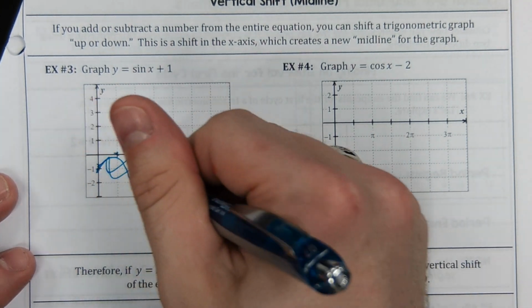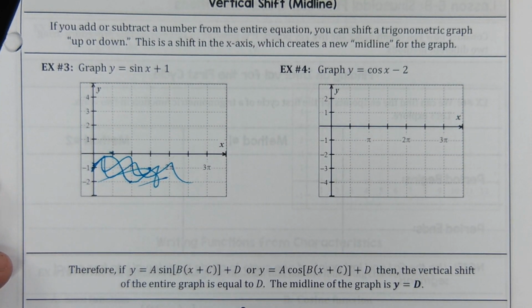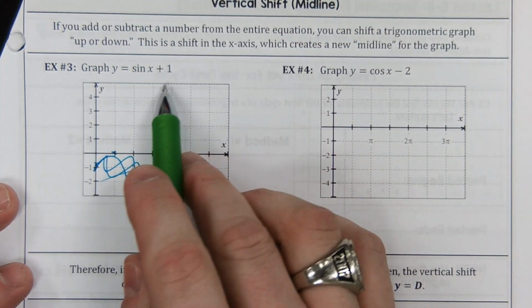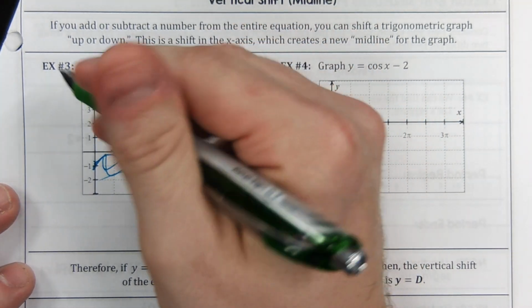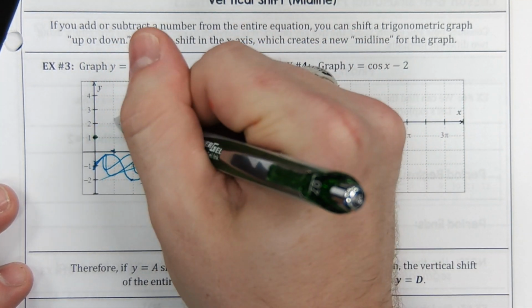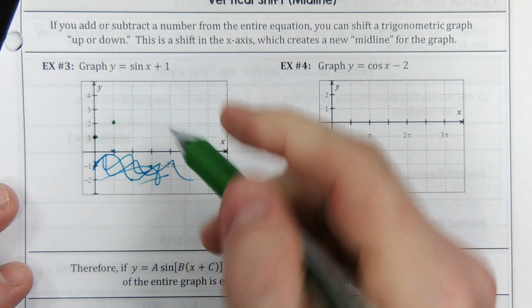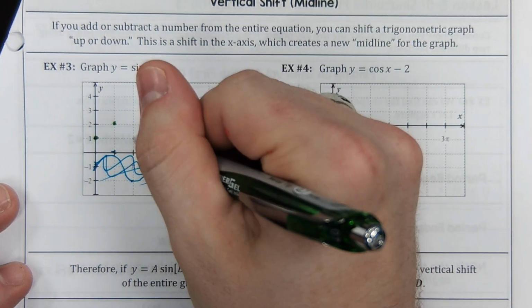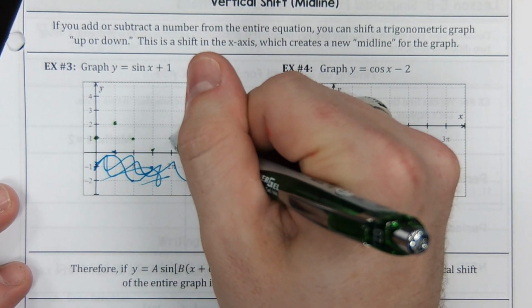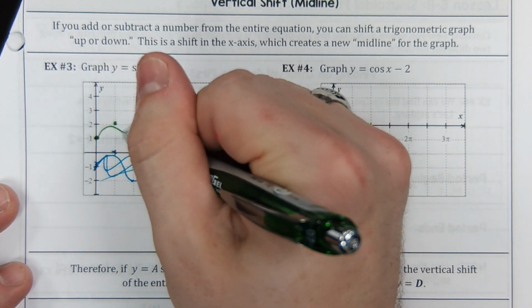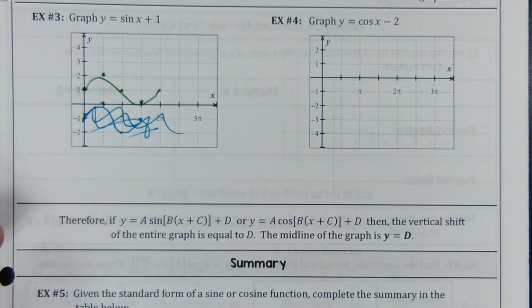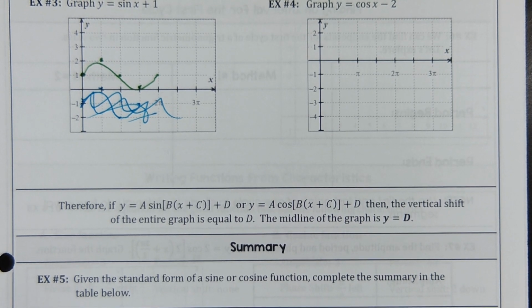Oh, it's plus 1? I did it backwards. I did down one for some reason. So midline, maximum, midline, minimum, midline. There, it's done, okay? There's one cycle. Like, it's a joke. I don't feel like wasting our time on these easy ones.